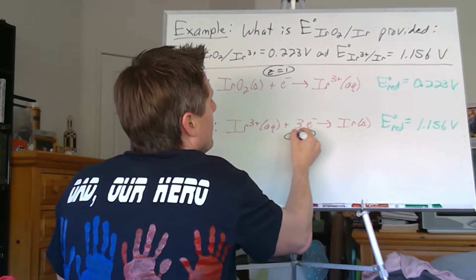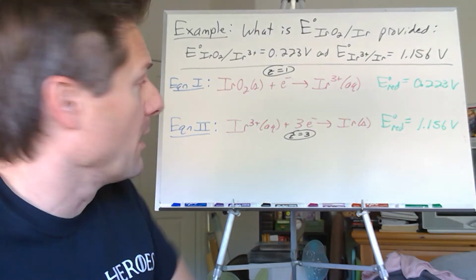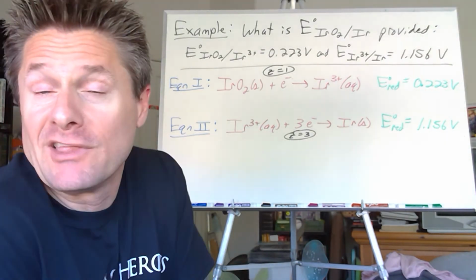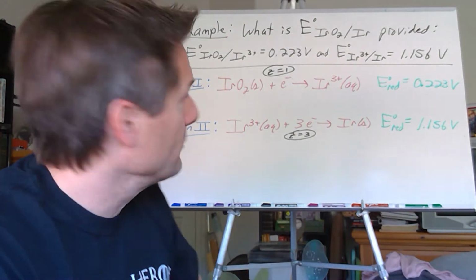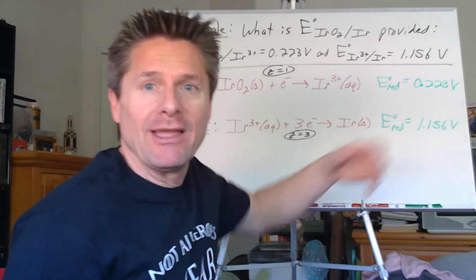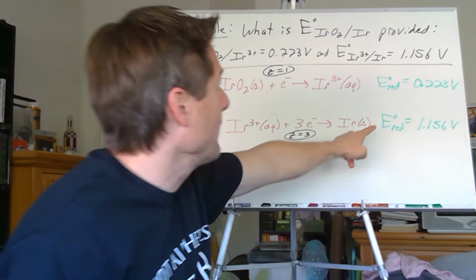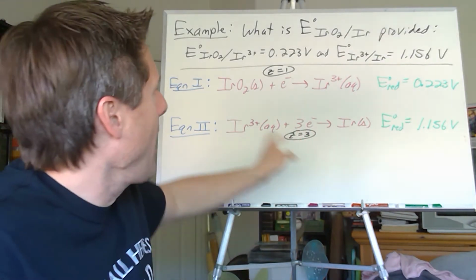You don't need to write those down. You can just see those in your head. I'm just showing you where the Z comes from. That's the number of electrons. For a half reaction, it's just the number of electrons. For an overall reaction, it's the number of electrons transferred. And the half cell or electrode potential for that is 1.156 volts. So I just stated what was provided in the problem as equations.